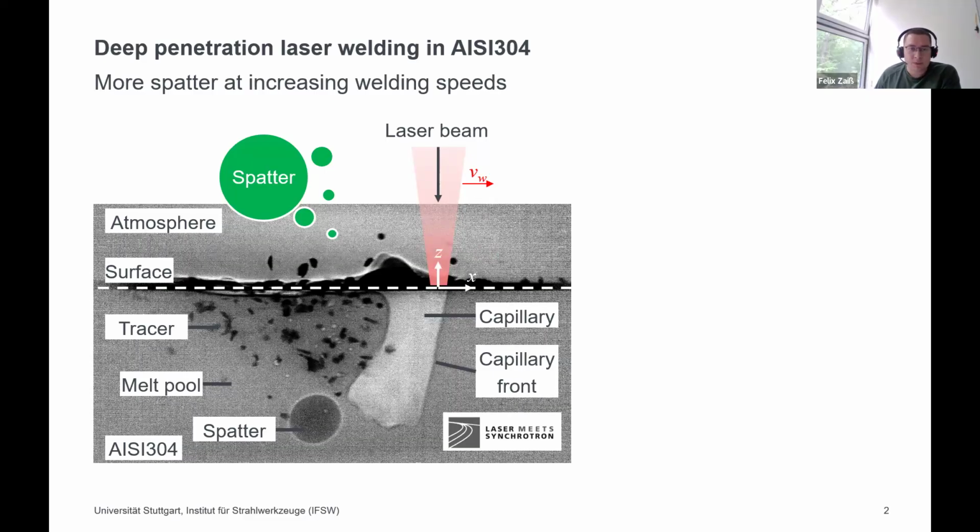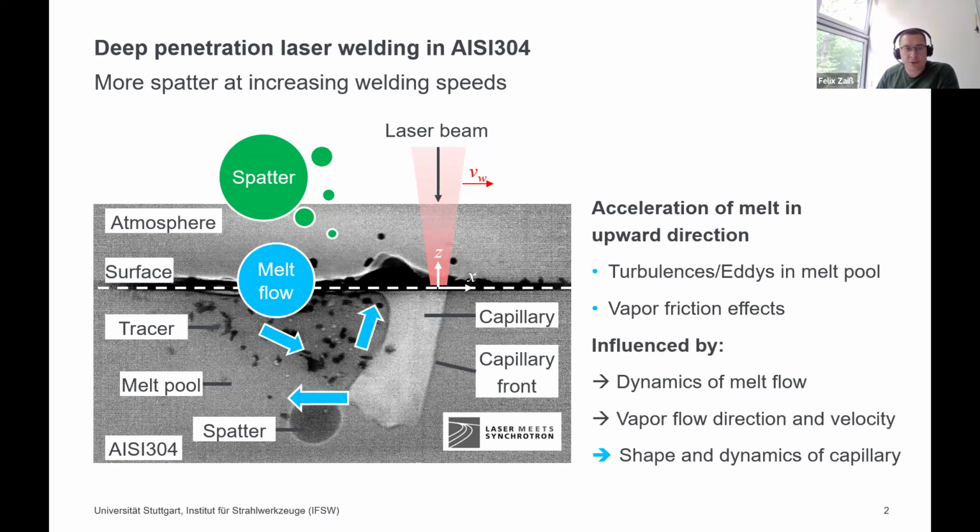This upward direction is caused mainly by two things, which is the melt flow itself, so if you have turbulences and eddies in the melt flow or in the melt pool behind the capillary, or from outflowing vapor flow. Inside the capillary there is pressure to keep this capillary open, and this vapor is then flowing outward in an upward direction. With interaction with the melt, it accelerates the melt in an upward direction. Here I pointed it out again.